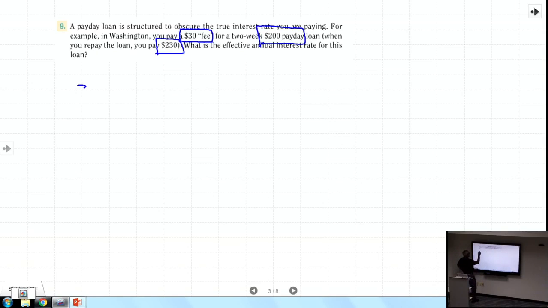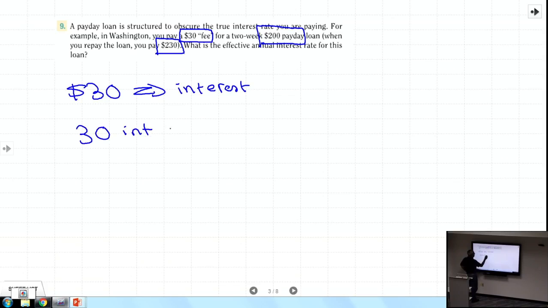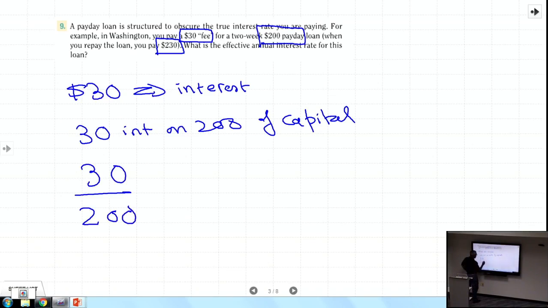So this $30 fee is effectively an interest. On what? $30 of interest on $200 of capital. $30 of interest over $200 of capital. You can do the math. It makes this effectively a 15% interest rate over a 2-week period. What will be the effective annual rate?